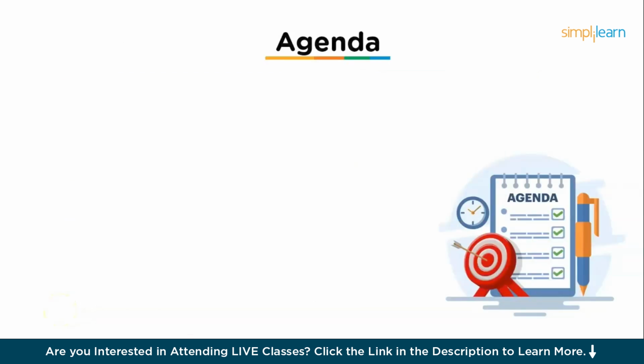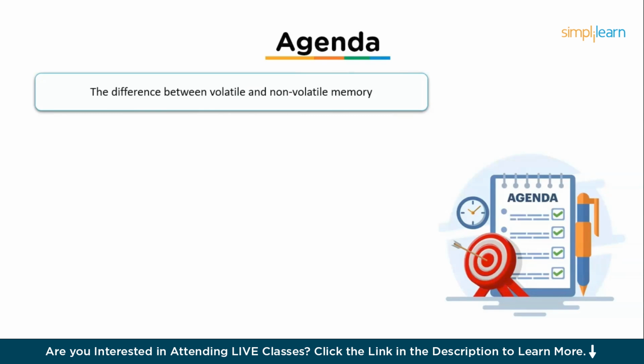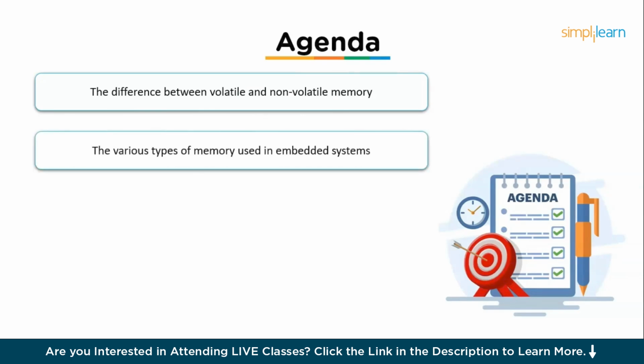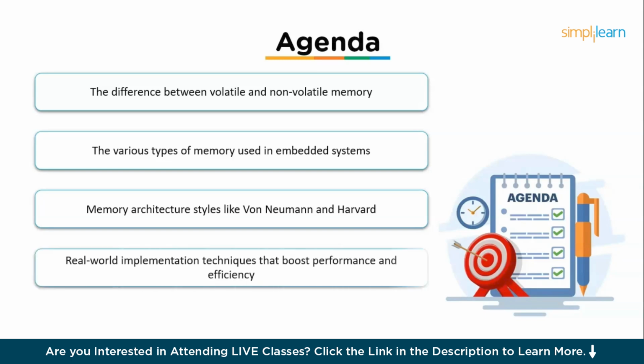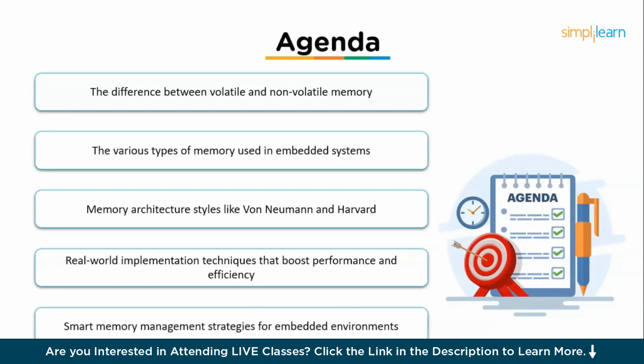So in this last module, we will uncover one of the most critical yet often overlooked pillars of embedded systems, that is memory. So here's what we will explore. We will first see the difference between the volatile and the non-volatile memory. Then we will see the various types of memory used in embedded systems. Then we have memory architecture styles like the von Neumann and Harvard. Then we have real-world implementation techniques that boost performance and efficiency. And then we have smart memory management strategies for embedded environments.